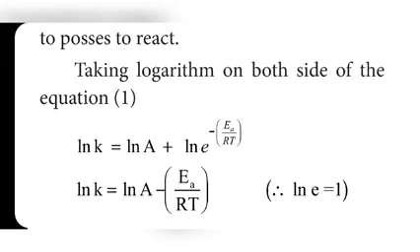EA is the activation energy, already we know, the minimum energy. Arrhenius considered it as the minimum energy that a molecule must possess to react. A molecule that possesses that minimum energy can react and convert into product. Already we know about activation energy. Take logarithm on both sides of equation 1.